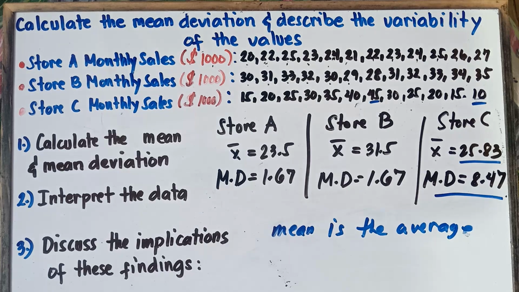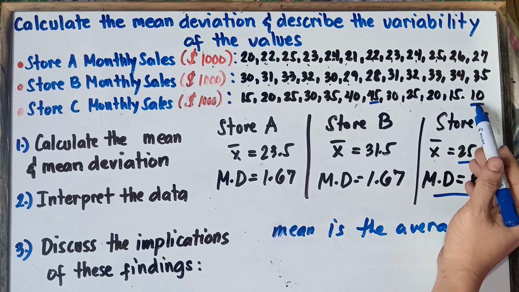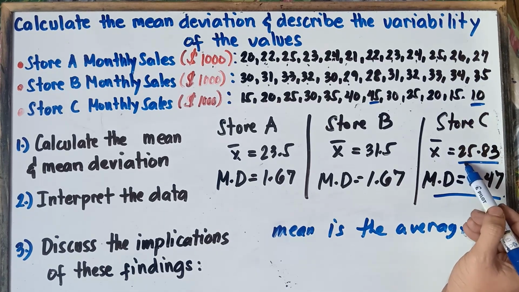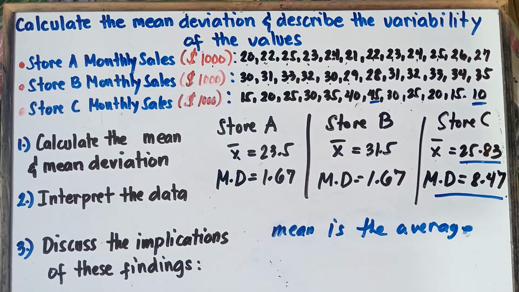I hope it's clear for this one, class. With regards to store C, 10, this one right here, $10,000 is too far away from the average sales. Sometimes, class, there will be lower sales. Sometimes you have higher sales. So therefore, it's not consistent, class. Sales fluctuate widely from month to month.